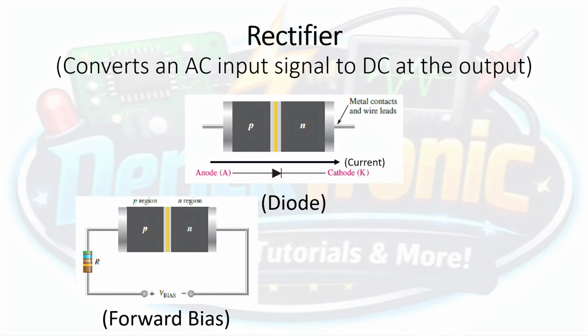The diode will allow current to pass through it if it is in forward bias. As we can see here, a diode is in forward bias if its anode is connected to the positive terminal of the power supply and its cathode is connected to the power supply's negative terminal. Here, the current generated by the power supply will pass freely through the diode from its P junction to its N junction, or from its anode to its cathode.